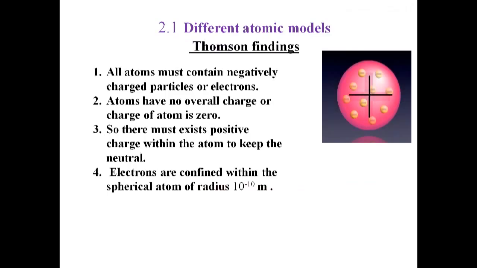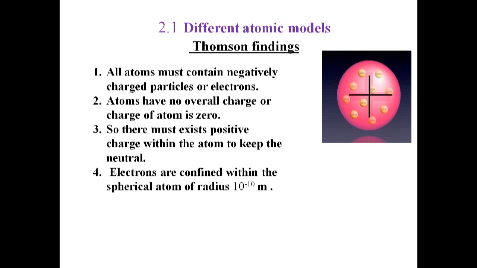There are basically four findings of Thomson's experiment. All atoms must contain negatively charged particles, or electrons. Atoms have no overall charge, or the charge of an atom is zero. His concept was, if the atom's overall charge is zero or neutral, then there must exist positive charge inside the atom, which is equal to the total negative charge. Only then may an atom be charge neutral.